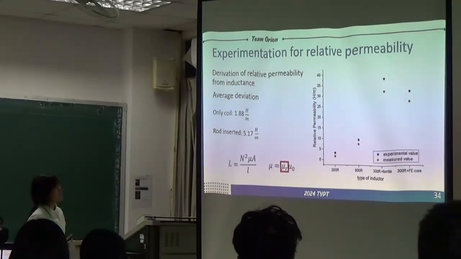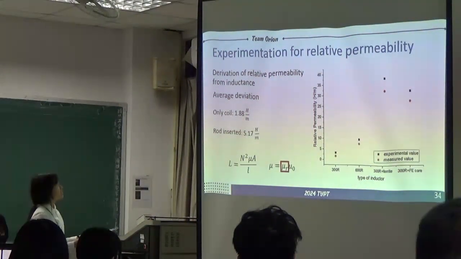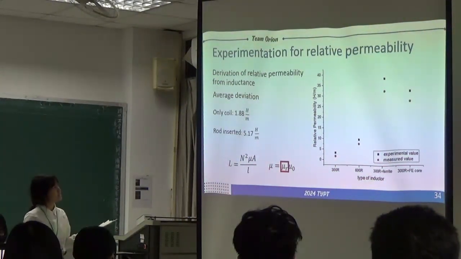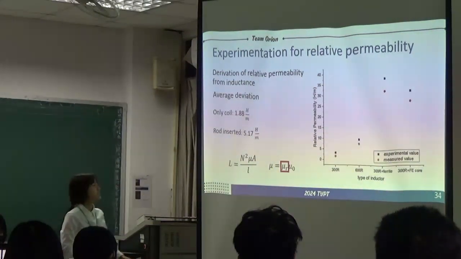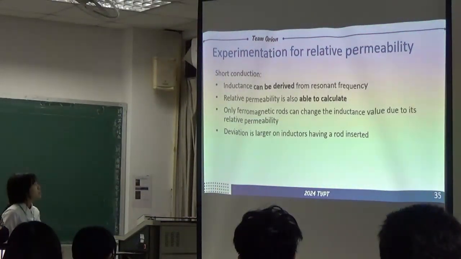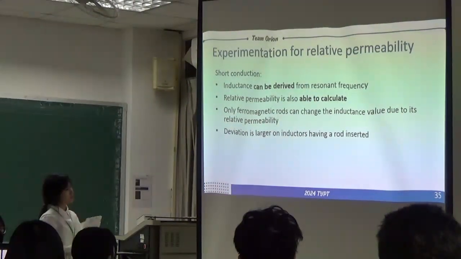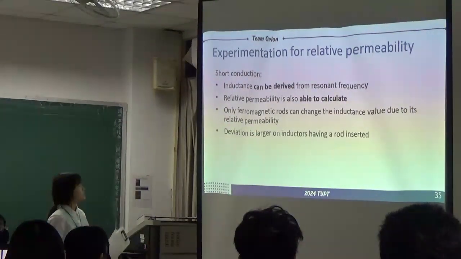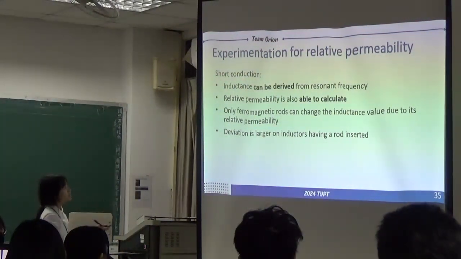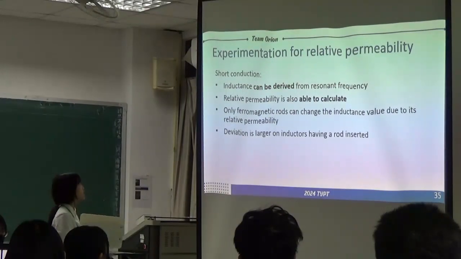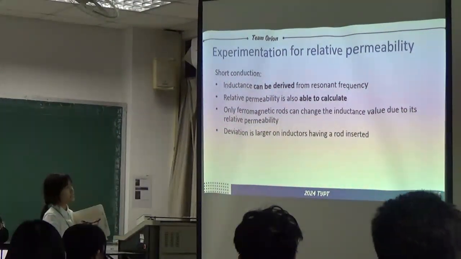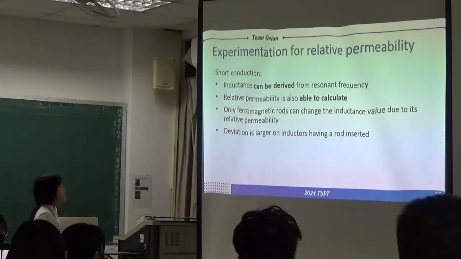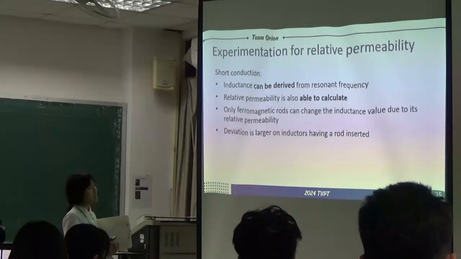And next is the experimentation for relative permeability. The derivation of relative permeability from the inductance. Average deviation is here and rod inserted is here. So in this experimentation, inductance can be derived from resonant frequency, and relative permeability is also able to be calculated. Only ferromagnetic rods can change the inductance value due to their relative permeability. And the deviation is larger on inductors having a rod inserted.